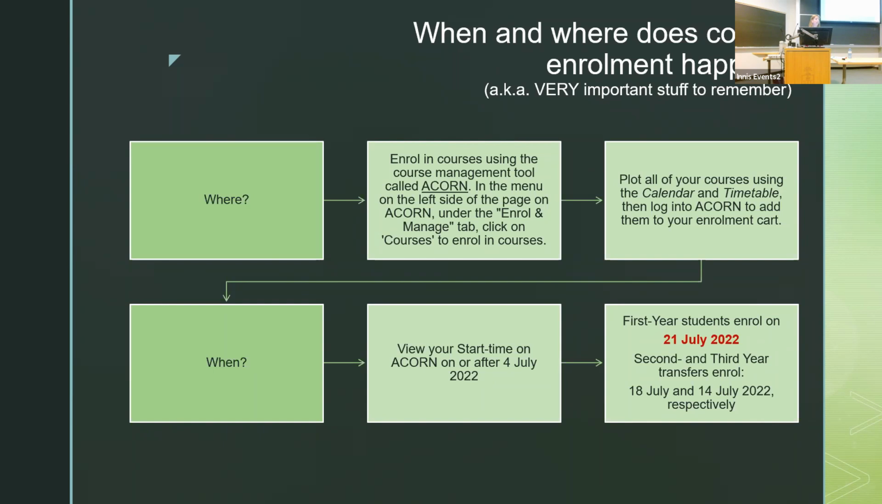So when is your start time? Fourth year students get first access at their start time on July 21st. If you are a transfer student, upper year transfer, second year students go on July 18th, and third year students go on July 14th. Right, so fourth year students get first access, then third, then second. Yes. So for Acorn, when it opens, you have a course already there to submit, in your enrollment cart.